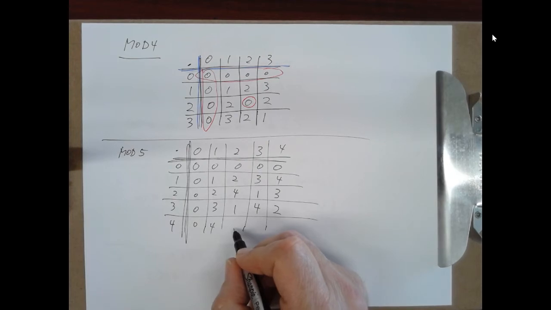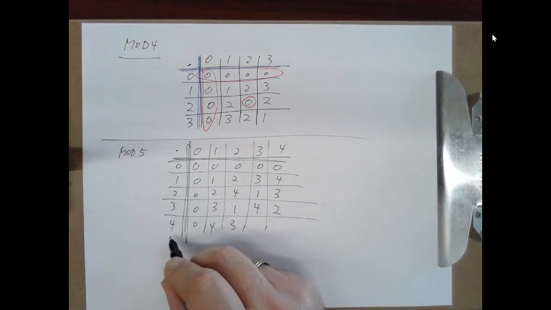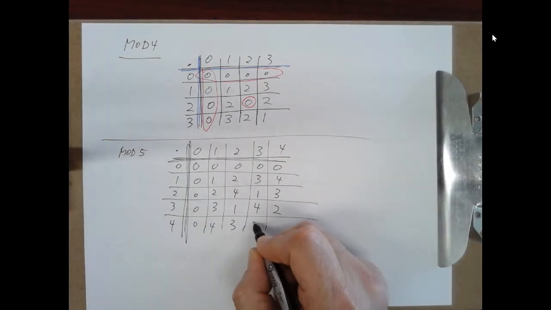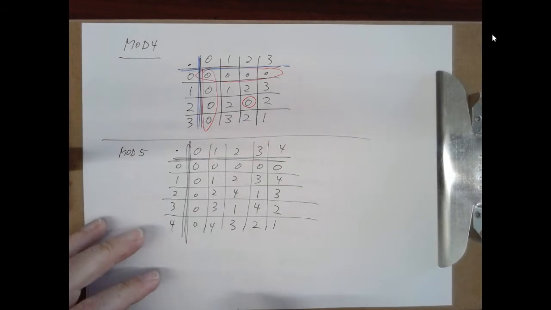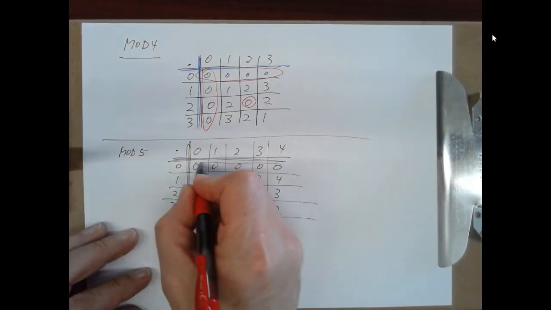4 times 2 is 8. We did 2 times 4, so that's 3. 4 times 3. All right, 12, which is 2. And 4 times 4, 16, which is 1. This is true, which is pretty interesting.